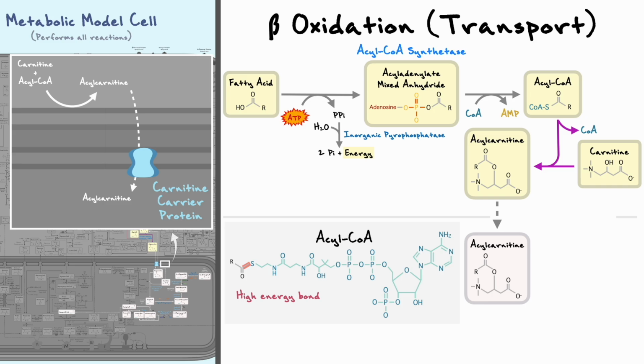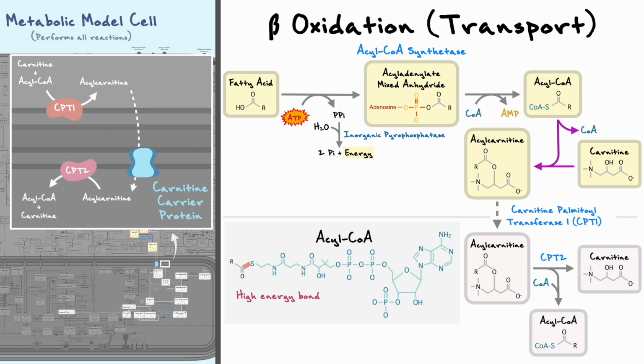This reaction gets catalyzed by carnitine palmitoyl transferase 1, and you will notice that this is a membrane protein that is located on the outer side of the outer mitochondrial membrane. Inside the mitochondria, the enzyme carnitine palmitoyl transferase 2 can essentially do the reverse and remake acyl-CoA that will be able to get processed by beta oxidation.